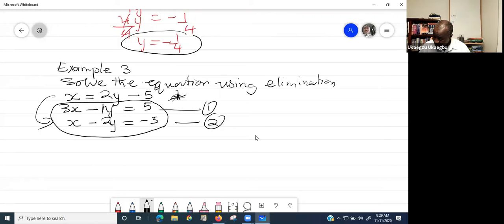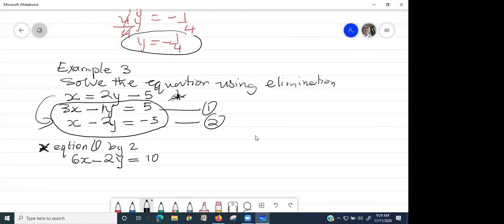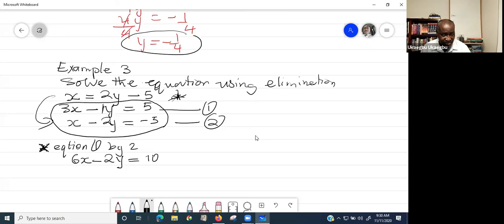So now I am going to multiply equation one by two. If we do that, we are going to obtain 6x minus 2y equal to 10. Wait, Mr. Kwegbu, shouldn't it be negative two? It doesn't matter. You can do negative, you can do positive, it doesn't matter, because one is going to be eliminated anyway. Let's do it with positive, and then we'll see.